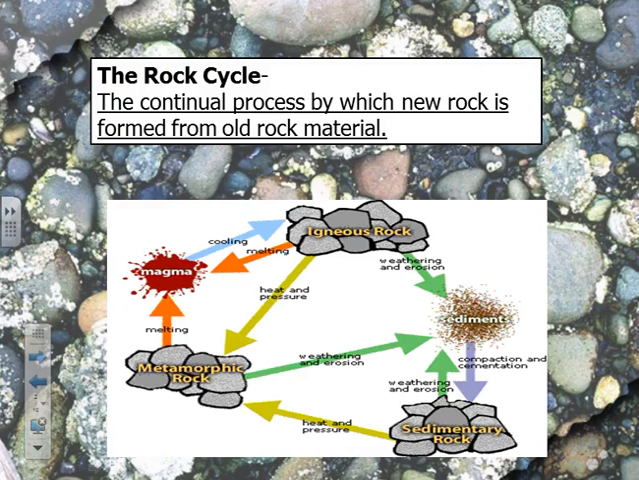So the rock cycle is the continual process by which new rock is formed from old rock material. Please put the word rock cycle in your left-hand column, or you could even turn it into a question. What is the rock cycle? I want you to think back to some of our earlier units where you learned about the law of conservation of matter and the law of conservation of energy.